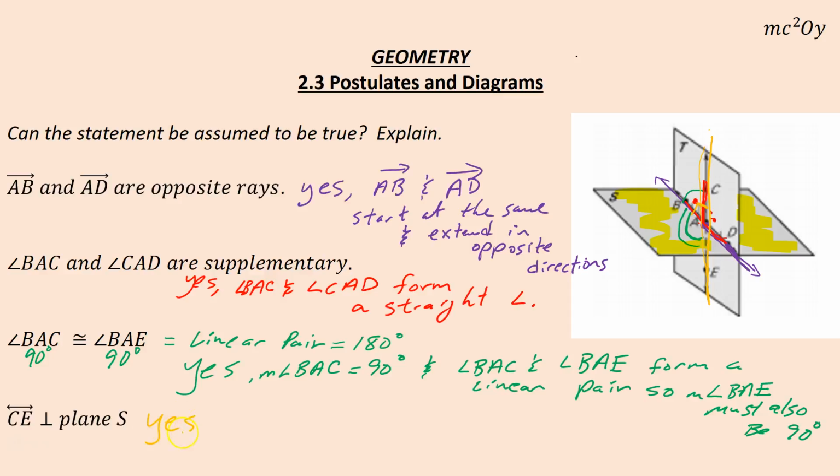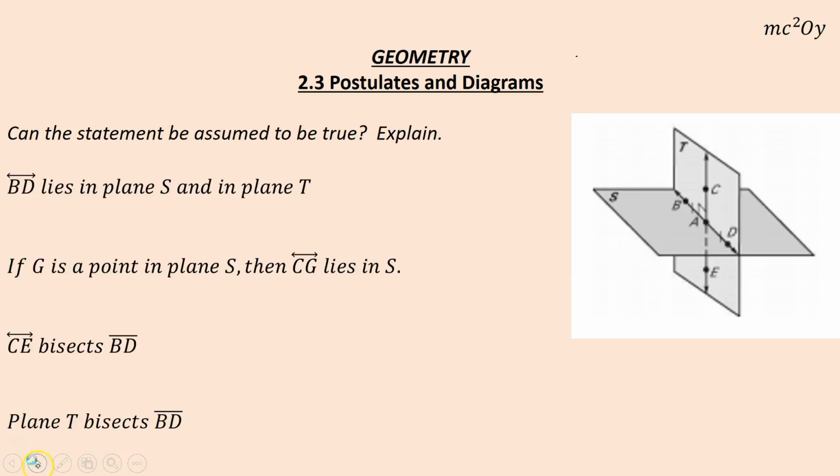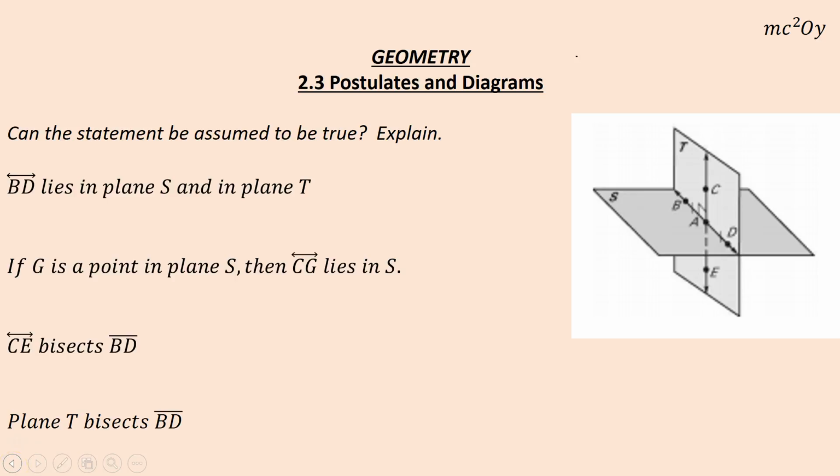So yes, the right angle marking shows line CE is perpendicular to plane S. All right. Very cool. Well, we have a couple more, and just so you know, we're done after that. So I know this is a bit longer video, but I'm trying to go through all these to get us ready for proofs.